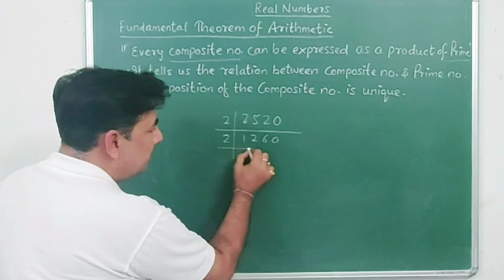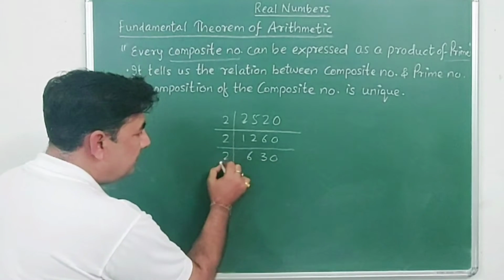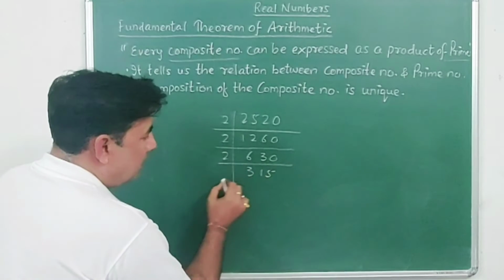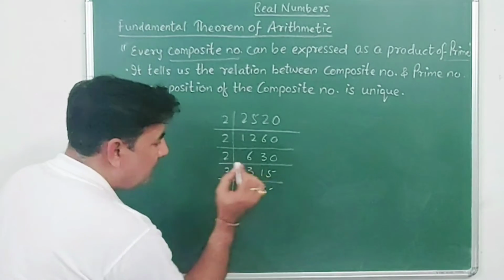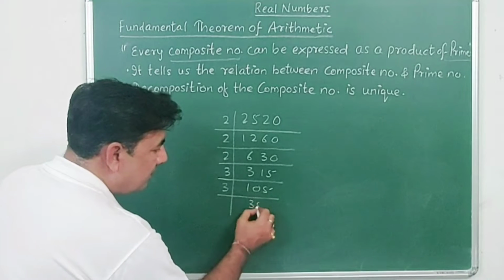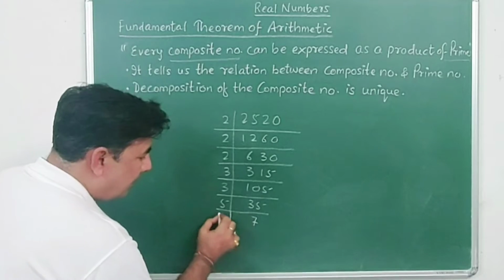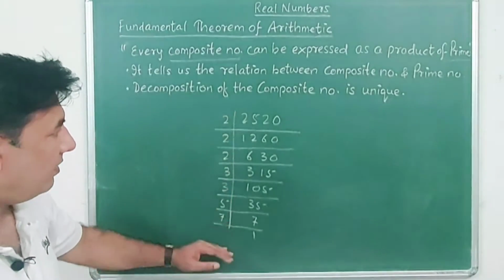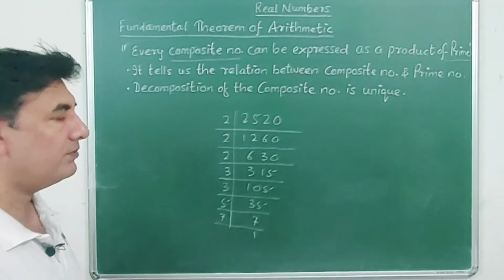Again this number is divisible by 2. Again it is divisible by 2. Now this number is divisible by 3. Again 105 is divisible by 3, and again 35 is divisible by 7, and 7 is divisible by 7. So there we are with the prime factorization of 2520.